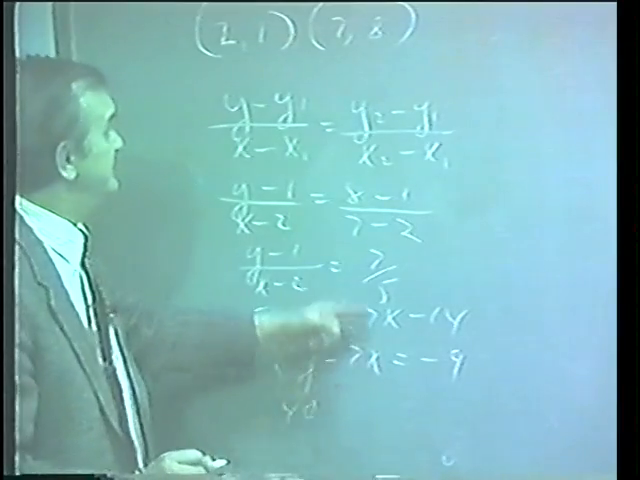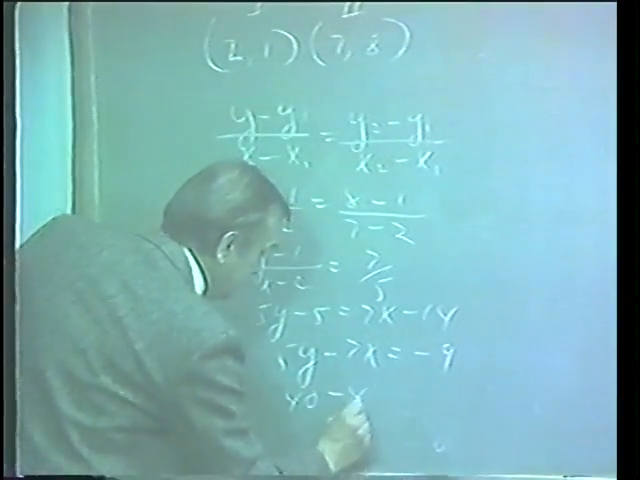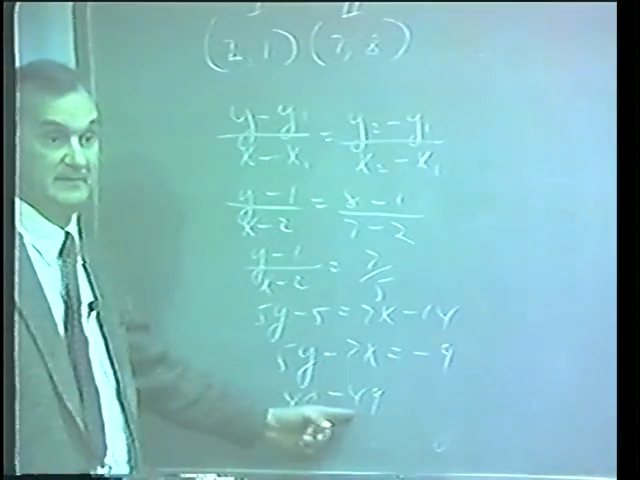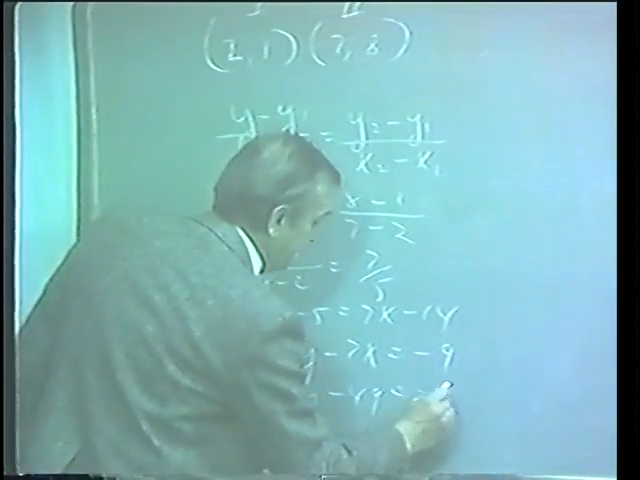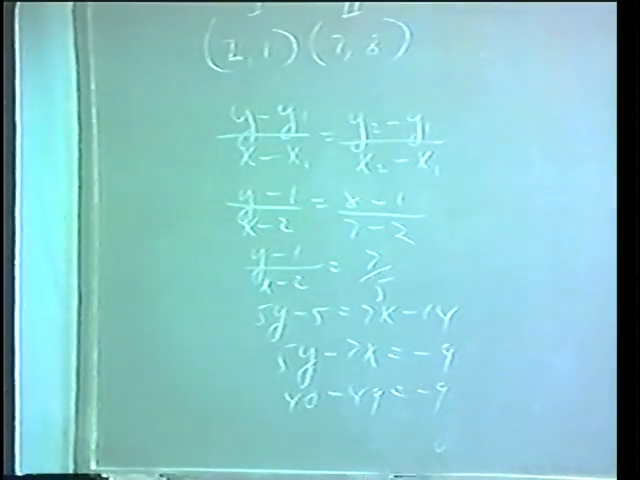Minus 7 times x. Well, x is 7. Minus 7 times 7 is negative 49. Hey, check. That's equal to negative 9. So you see 2 points. We have a line. We know how to find the equation of the line.